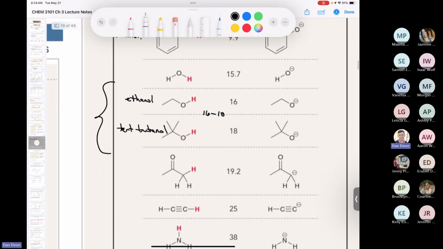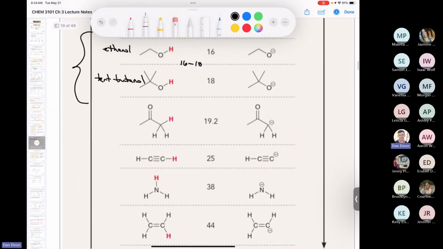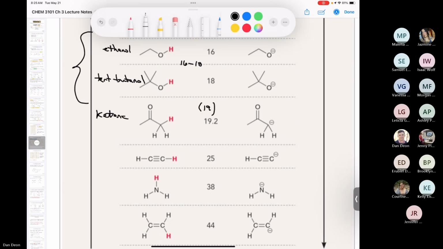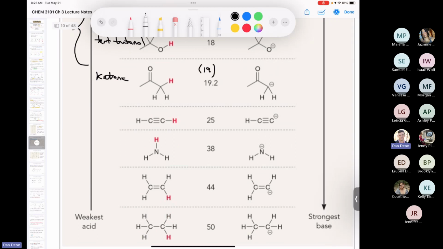class. The next one is a ketone. This is acetone, yes, but this is a ketone. A ketone is 19. The next one is really important, okay? This is a bond between an sp hybridized carbon and a hydrogen. It's 25, okay? It's pretty acidic compared to something like an alkane.